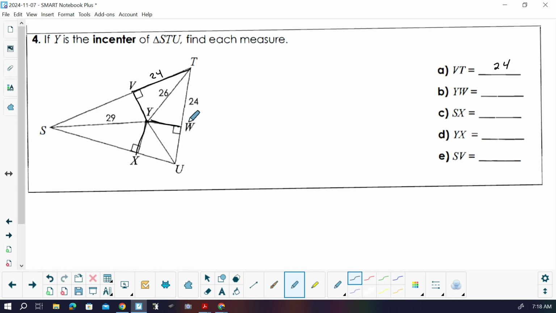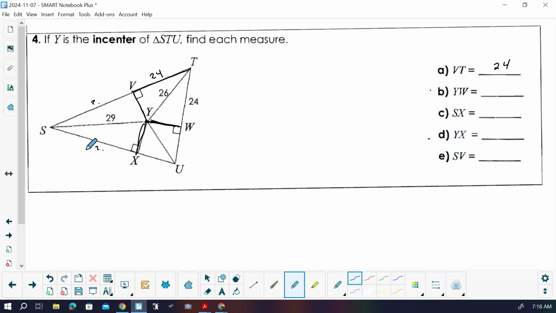YW, don't know it. SX down here, don't know that one either. YX, that'd be the same as this one. So YW and YX are the same. SV, well, don't know that one either. All right, so we've got some work to do.